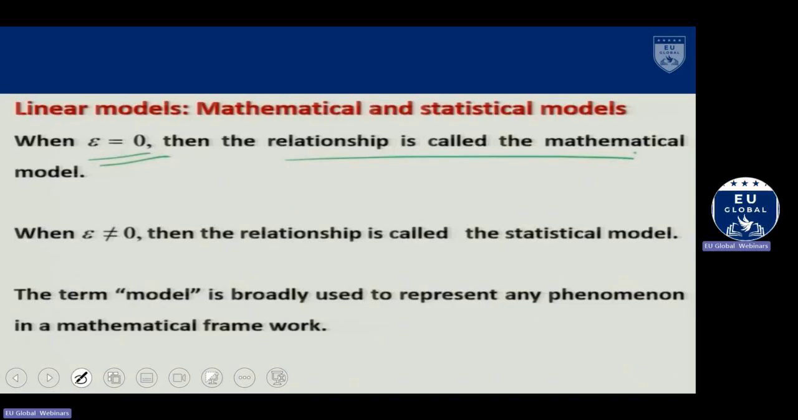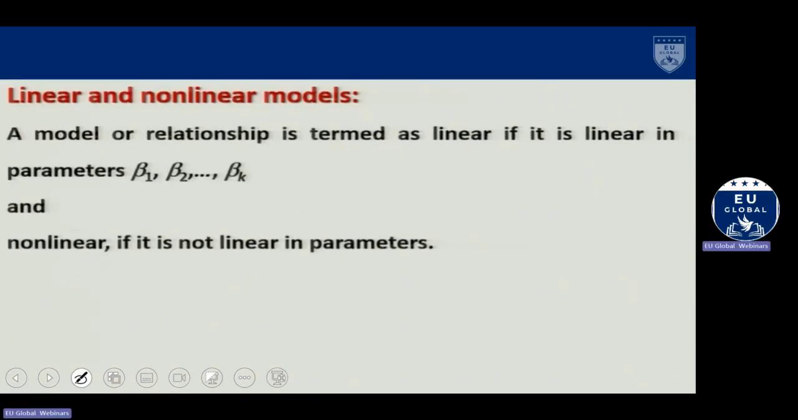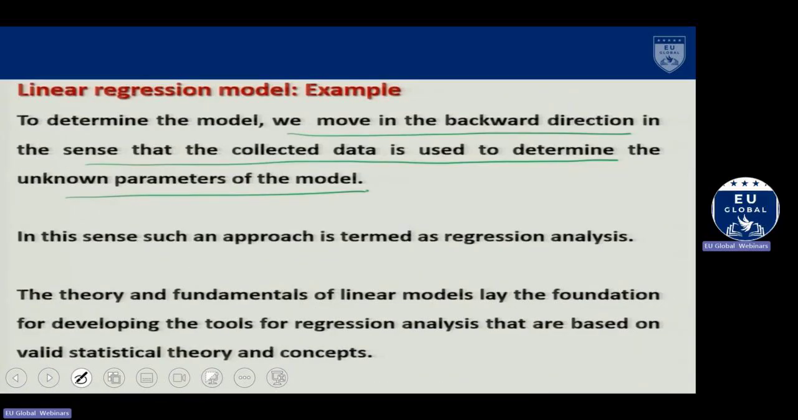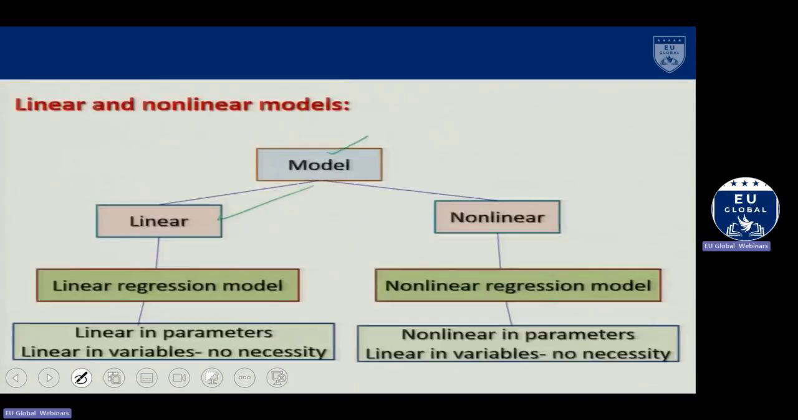And when epsilon is not equal to 0, then this relationship is called a statistical model. The term model is broadly used to represent any phenomena in a mathematical framework, linear and non-linear. So why is a model called linear and why is a model called non-linear? When we define the relationship of the model, which is linear, that is why a model is called linear.